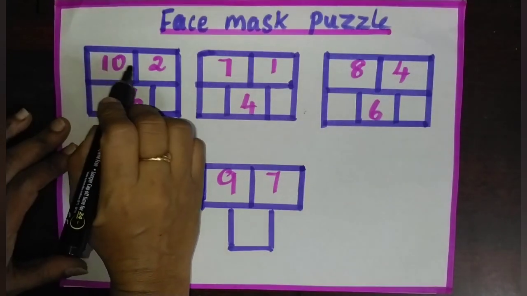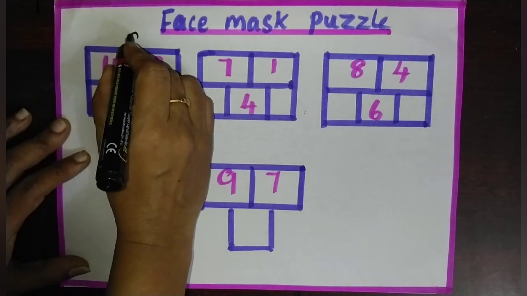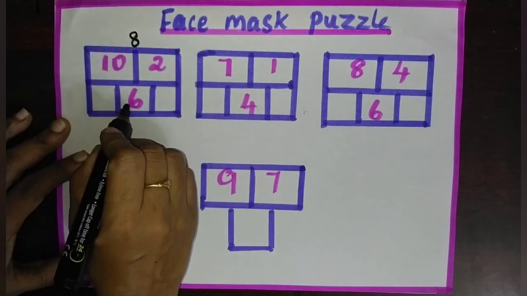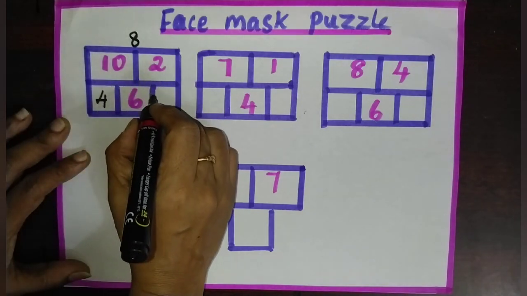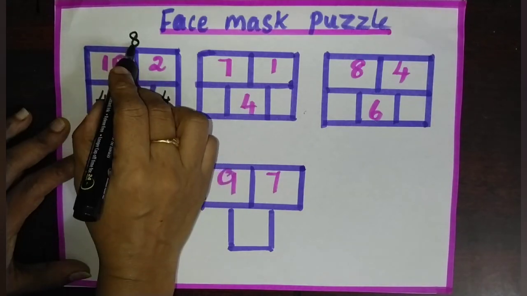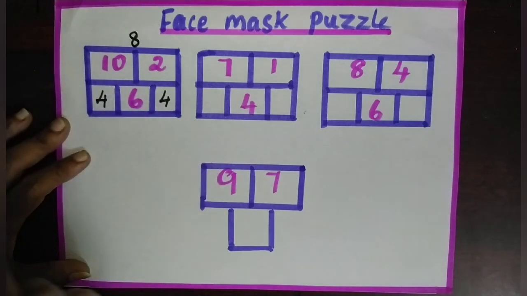Now, 10 minus 2 is 8. 10 minus 6 is 4. 6 minus 2 is 4. Half of 8 is 4.